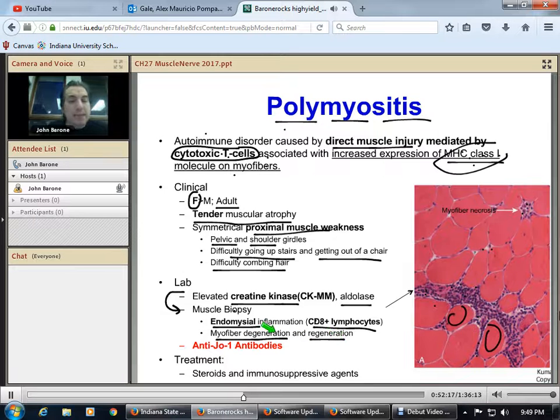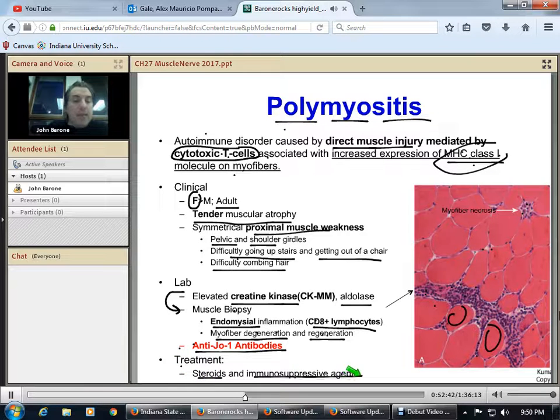Now, this is going to cause myofibers to degenerate, and some of them are trying to grow back. So you'll see degeneration and regeneration. And this is what leads to weakness. The muscle fibers are dying, and then some of them are trying to grow back. Now, you may check in the blood, because autoimmune diseases can have antibodies. Check in the blood, you may see anti-Jo-1 antibodies. I'll explain that in a minute when we talk about dermatomyositis.